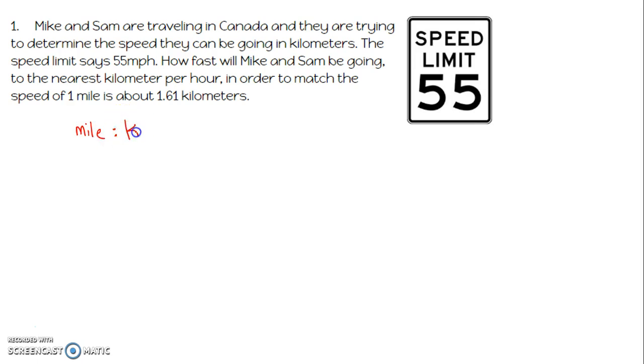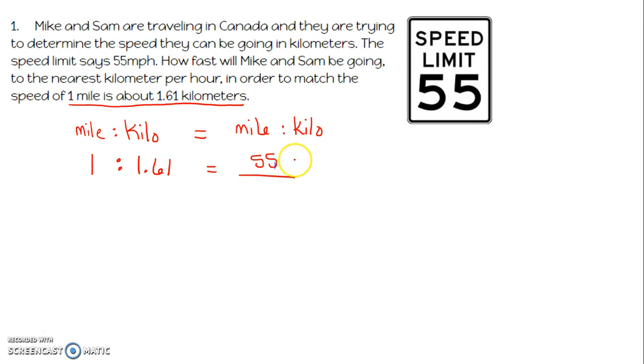I'm going to go ahead and set up the upside down caret method to help you with this one. So I'm going to use my fact that I'm given on one side to set up my ratio. I know 1 mile is the same as 1.61 kilometers. I have 55 miles, and I'm wondering how many kilometers that would be. So if you set up your upside down caret using miles to kilometers, you can just take a look here and say, how do I go from 1 to 55?